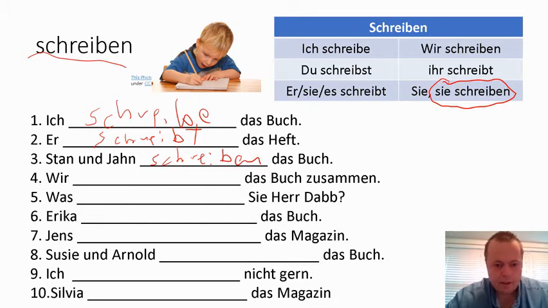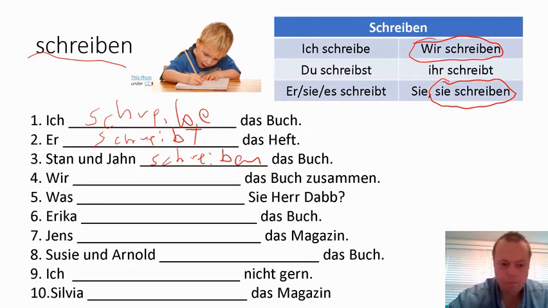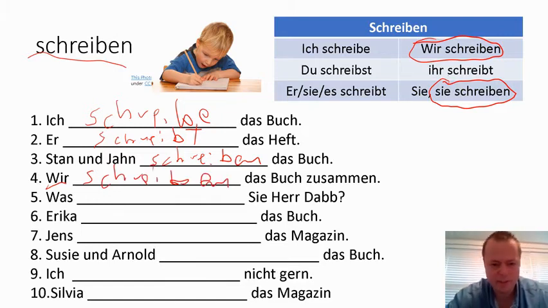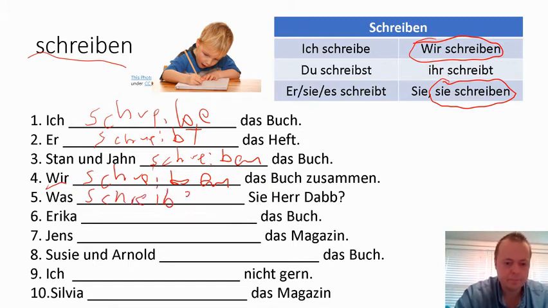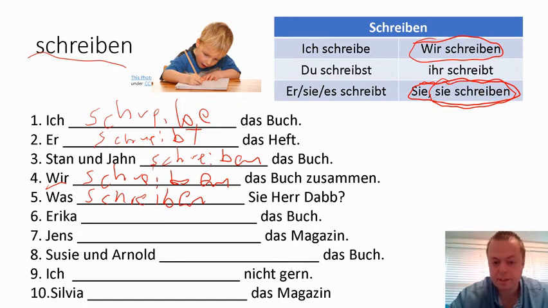Okay. And the next one, wir, we're going to use wir schreiben. You see that word here, wir schreiben. Oh, apologize for the bad writing. Writing on these with this little tiny stylus. It's something else. All right. And the last one we're going to do together is was schreiben Sie? Was schreiben Sie, Herr Dab? Okay, again, we use the Sie formal because when you speak with me, you would use formal.